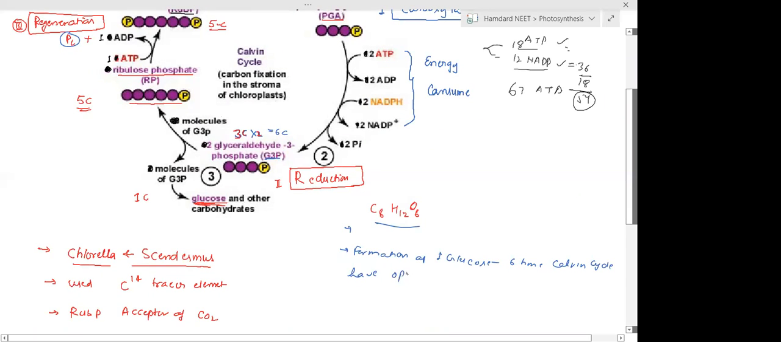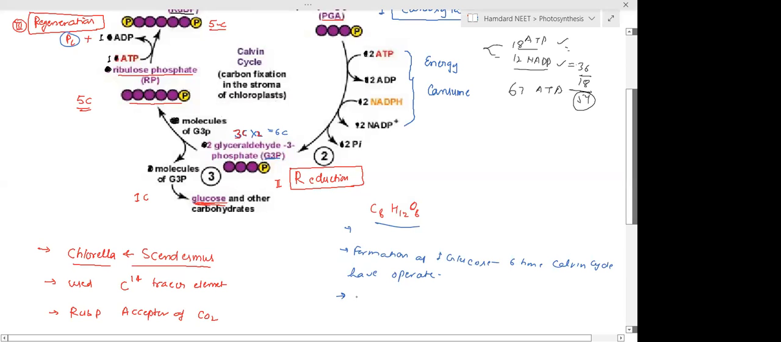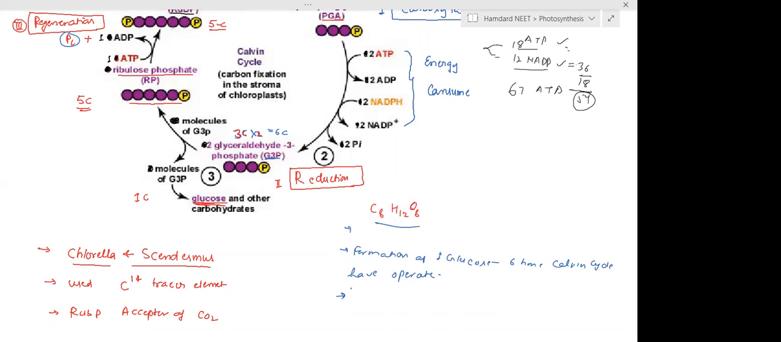Now I have one more question for you, Affaf. How many ATP are required for the formation of 1 molecule of glucose? How many ATP and NADPH? How many ATP and NADPH are consumed for the formation of 1 glucose molecule? 12 ATP? No, one more ATP is there.